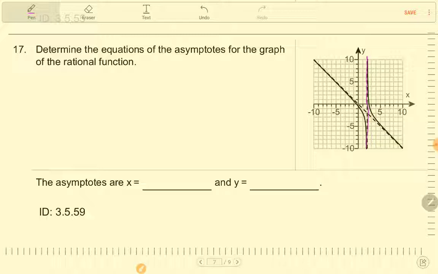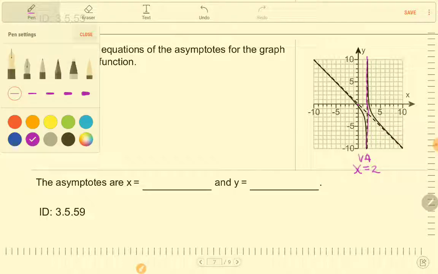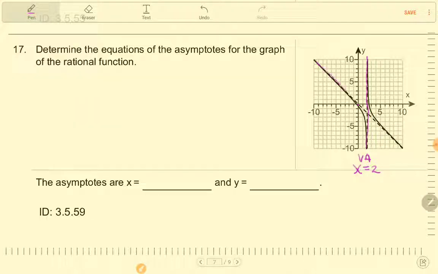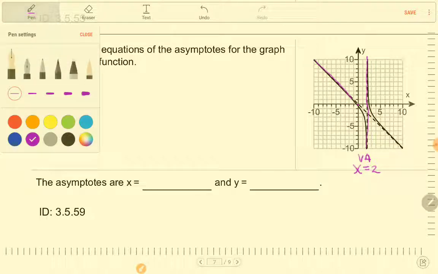All right, so there's my vertical. That's actually a vertical asymptote, and that's going through the x value 2, looks like. But the other asymptote is oblique. I meant to change color there.